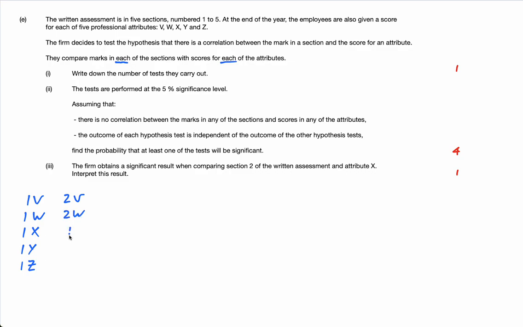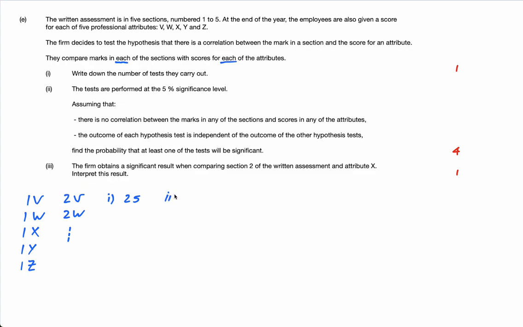2W, etc. I'm not going to write them all out. What you get is, for part 1, there's going to be 25 tests because it's just 5 times 5. There's 5 ones, 5 letters, 5 times 5, you're going to get 25 tests.